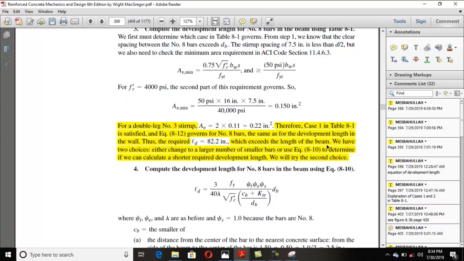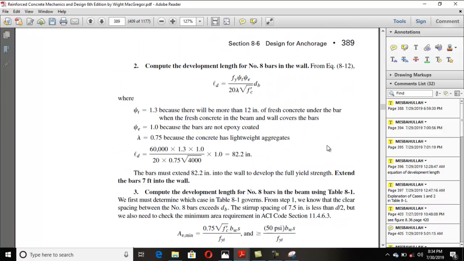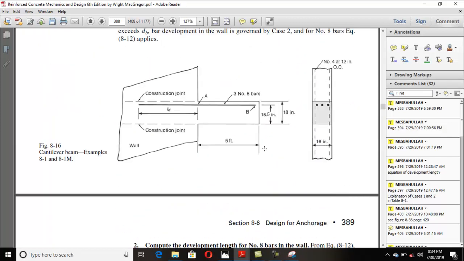Now this is also a very tricky, very confusing one, because the length of the beam is 5 feet, and the development length which you will get is more than that, around about 7 feet. So it is 2 feet longer.